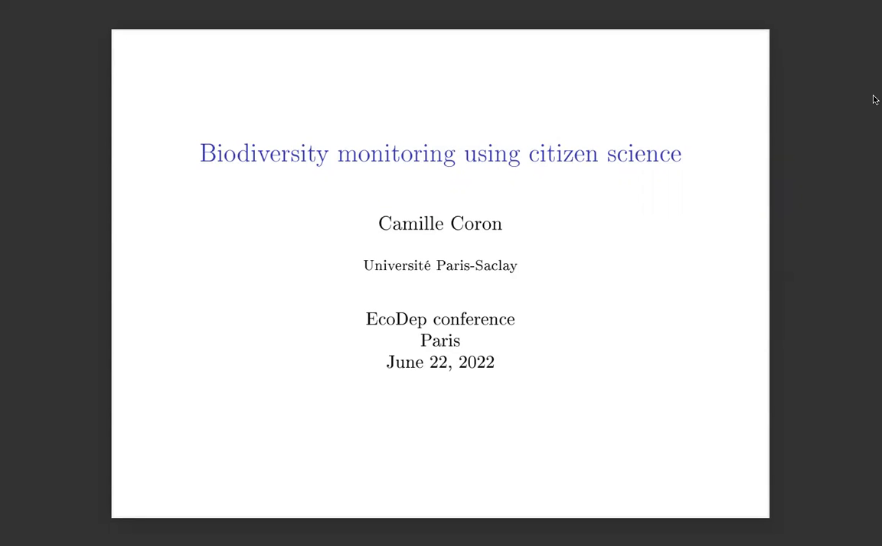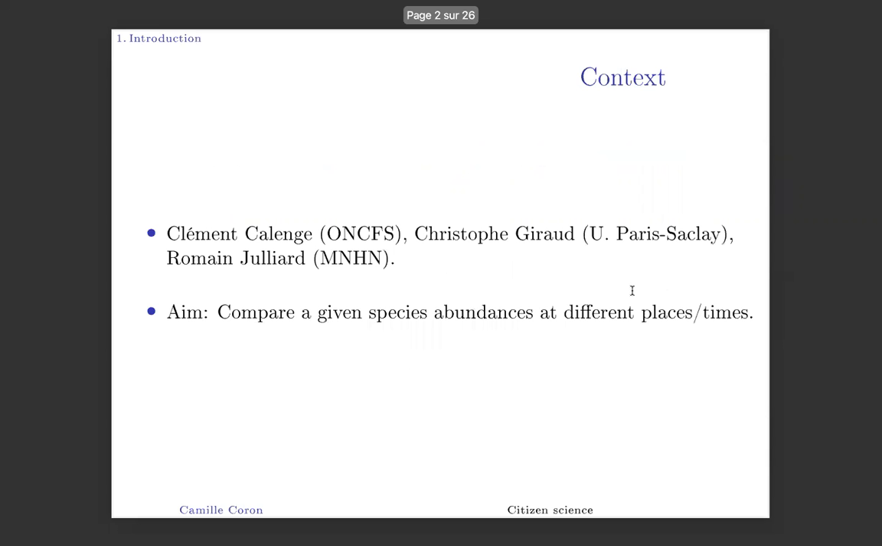Today I will present work that I did several years ago together with Clément Calange, who is a biostatistician working in the Office national de la chasse et de la faune sauvage, Christophe Giraud, who is a statistician working in my lab, and Romain Julliard, who is a conservation biologist. Our aim in this work is to be able to produce some relative abundance maps for several species of interest. I will explain later on what I mean by that.